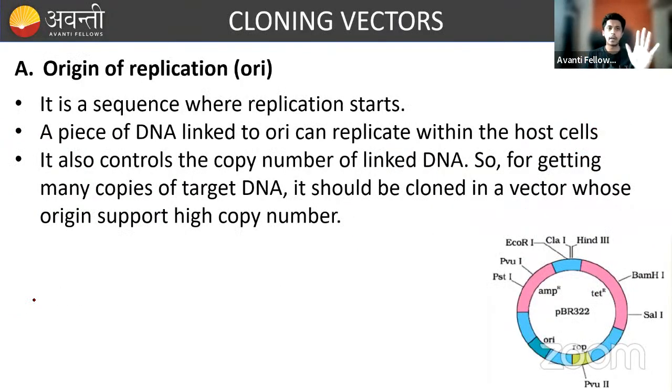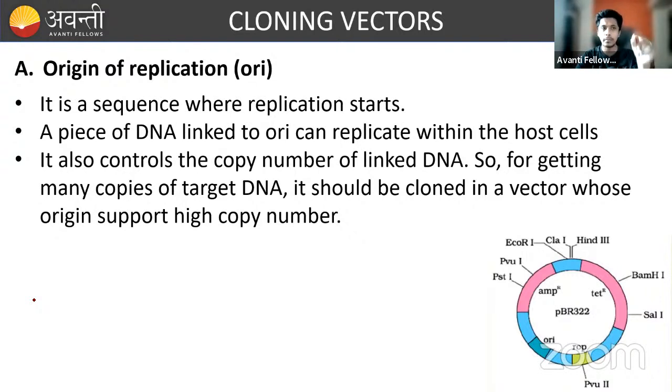So let us talk about the origin site. Why do we require the origin site, or ORI site? The ORI site is the site where the initiation of replication of DNA takes place. That means if the DNA has to be made in more copies, it starts with the ORI site. Without the origin of replication, your vector cannot create more and more copies of your foreign DNA or the recombinant DNA. If you cannot make more and more copies of our target DNA or recombinant DNA, then there is no use of genetic engineering.